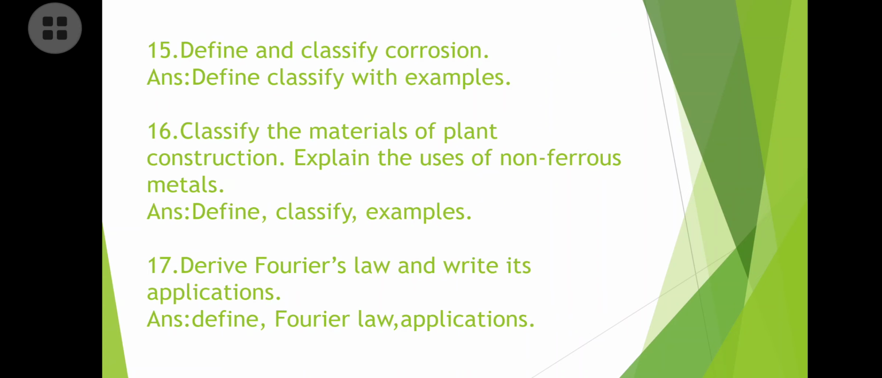Then, define and classify corrosion. Define this, classify, give examples. Then classify the materials of plant construction and uses of non-ferrous metals. There are two types of metals in the classification: ferrous metals and non-ferrous metals. For non-ferrous metals you have to write and give examples. And derive Fourier's law and write its applications.